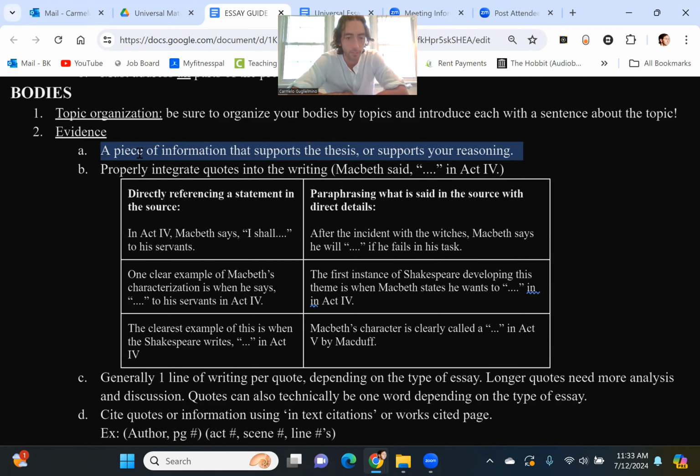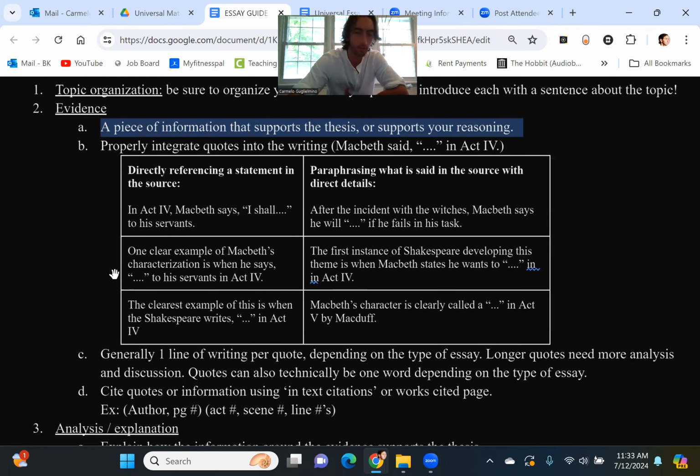Same thing for every other thesis, okay? Now, I'll show you in a minute how you can do that and the way in which I want you to organize that. But just know that the evidence needs to be relevant somehow.